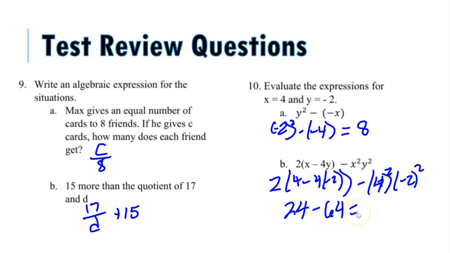And then I subtract those. So I'm going to treat this like 64 minus 24, which is going to give me 40. But since 64 has a bigger absolute value, I go with that sign. So it's negative 40.